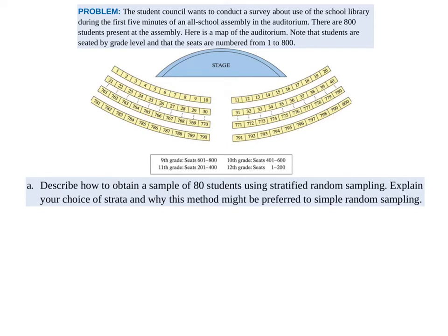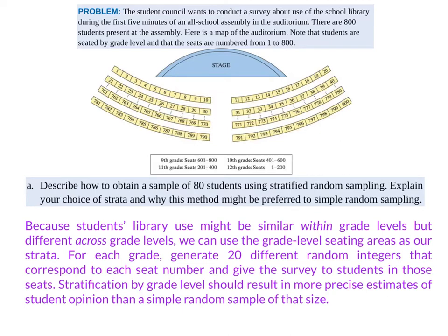So really we're trying to get at the idea of the difference between simple random sampling and stratified random sampling. One way to think about answering this question is students' library use might be similar within a grade level. So, for example, amongst 9th graders, they might all have similar library use, but it's likely to be different across grade levels. So compare that 9th grade library use to junior or senior library use. Similar enough, but different. So hopefully you get a variety of responses from your survey.